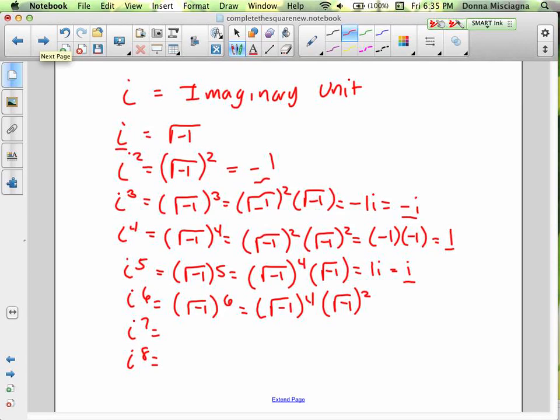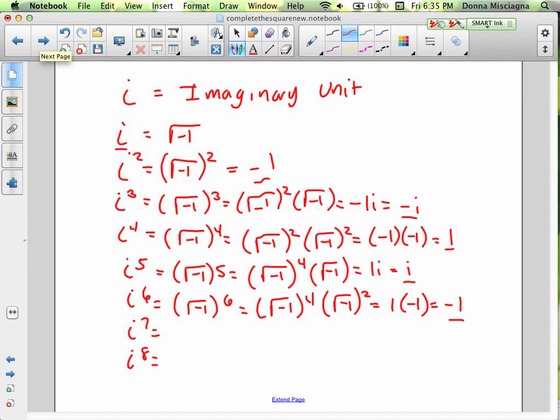Because when we multiply like bases raised to a power, we add the exponents. Well, the square root of negative 1 to the 4th, we learned, was 1. And the square root of negative 1 squared, the square and square root would cancel, and so that would be negative 1. So now we have i, negative 1, negative i, 1, i, negative 1. What do you think the next one's going to be?